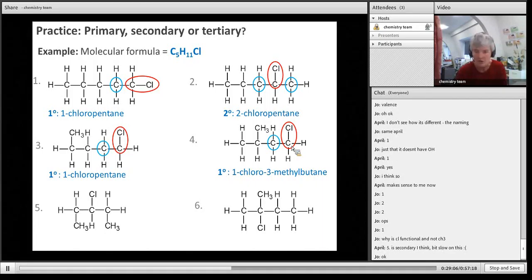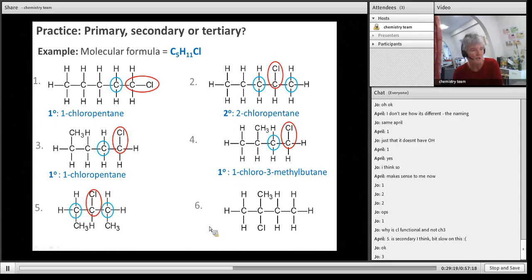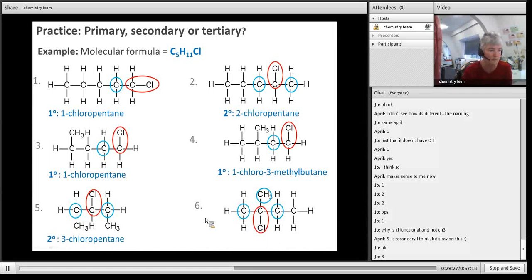Okay, so number 5, correct for secondary, because just highlight that one, it's attached to 2 other carbons, so it's secondary. And the last one, primary, secondary, tertiary. Okay, because there's the functional group, and there's the 3 carbons it's attached to. Okay, so you think you can recognize primary, secondary, and tertiary?